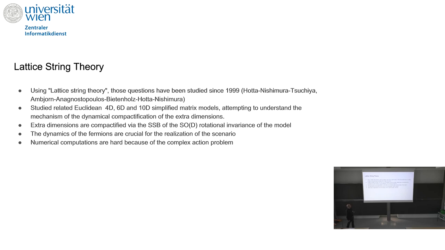So lattice string theory has a long history, and started in 1999 by Hotta, Nishimura and Tsuchiya, where they studied a model which was simplified because it quenched the fermionic degrees of freedom. But then it went on with several papers studying several matrix models in 4, 6, and 10 dimensions that are related to the IKKT model, and attempting to understand the mechanism of the dynamical compactification of the extra dimensions. And what is now understood is that in the Euclidean model, the extra dimensions are compactified via a mechanism of spontaneous symmetry breaking of the rotational invariance of the model. And what we also learned in this journey is that the dynamics of the fermions are crucial for the realization of such a scenario.